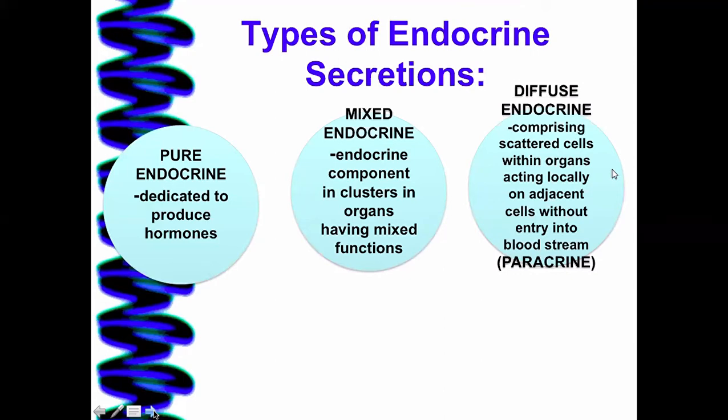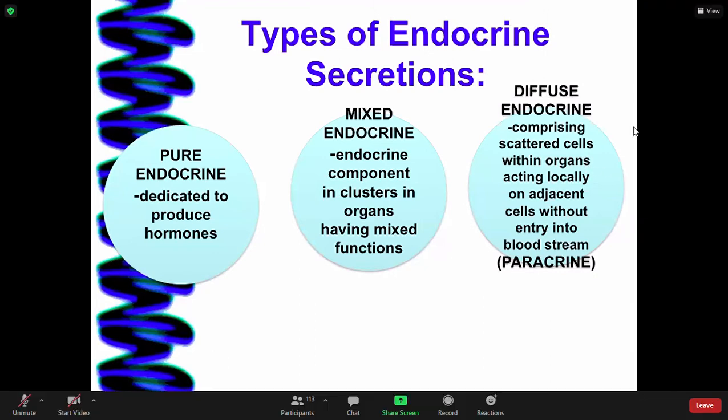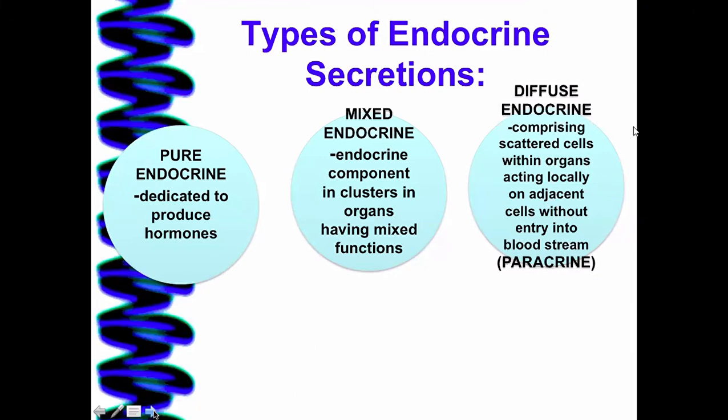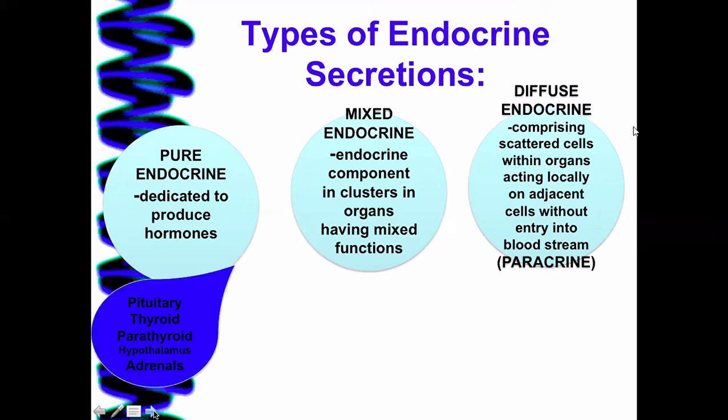So what are the types of endocrine secretions? We know that endocrine is a type of gland, endocrine gland, wherein the products are released into the blood, then to the target organ. So there are pure endocrine glands, meaning they are dedicated to producing hormones. The examples are the pituitary, the thyroid, parathyroid, hypothalamus, and adrenals. So I will be talking in my lecture only about the pure endocrine glands.